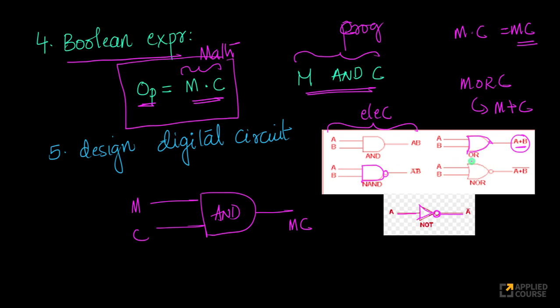Now similarly, NOR. Note that this part is OR, same as OR. Since you put this bubble here, it becomes NOT. So NOT of OR is NOR. Right? Very simple. Look at this. This is OR with a bar on top, which basically means it's a NOR. This is AB with a bar on top. AB is AND. The NOT of it is NAND.